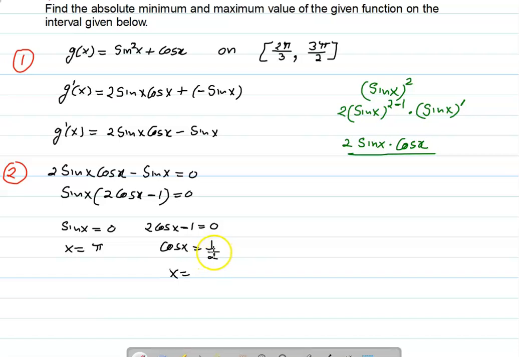Cos x has value 1/2 at pi over 3 and 5 pi over 3. You can check that using the unit circle, but both these values lie beyond this given interval. So we can't include them as critical numbers. So these two values are not applicable.